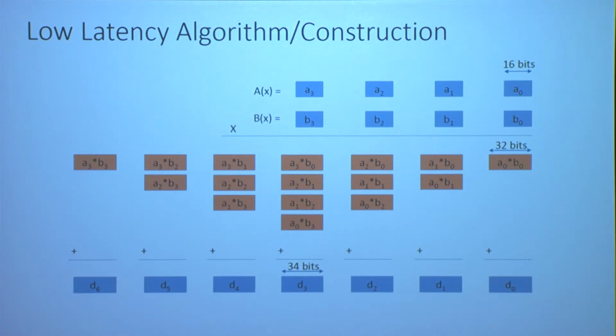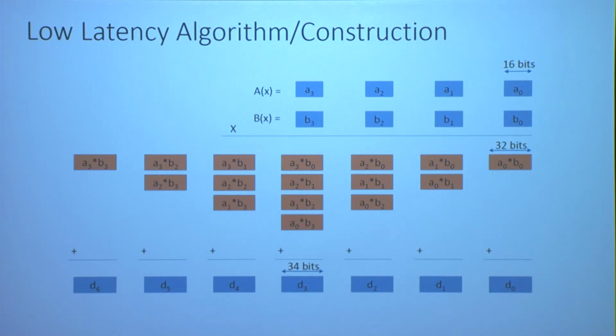But the problem is, when we do this, the carry does not propagate to the next coefficient. So the carry propagation is limited only inside the coefficient. So instead of a 2k-bit carry propagation, now we have about 32-bit carry propagation. But the problem is, we started with a 16-bit coefficient, but now each coefficient is 34 bits. And if we continue multiplying this, the coefficients are going to increase and increase in size, which is not good.